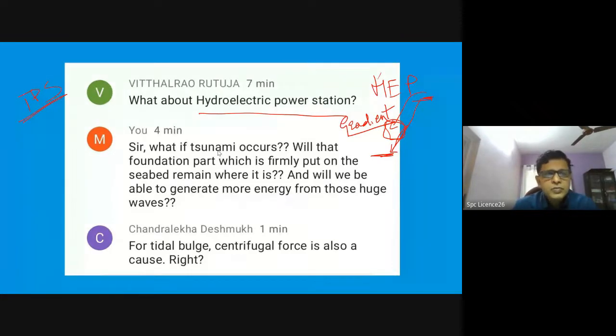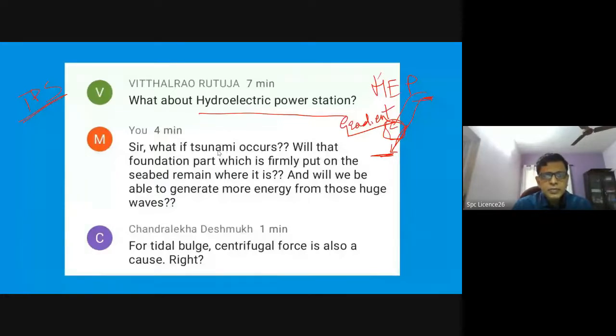The second question was, sir, if a tsunami occurs, will the foundation part, which is firmly put on the seabed, remain where it is? And will we be able to generate more energy out of those waves?